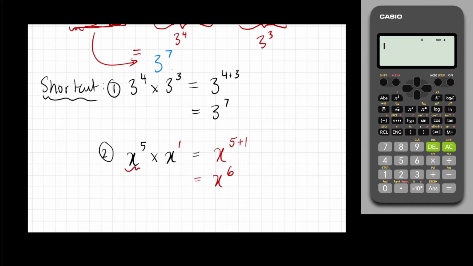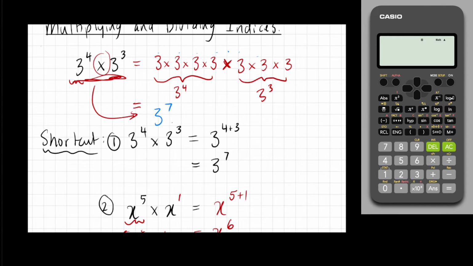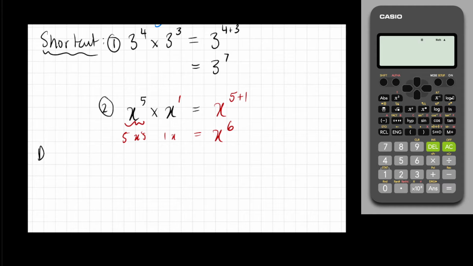Because we have 5 x's here, and we have 1 x here. So in total, when we're multiplying all these together, we should have 6 in total. So that's how we go about multiplying these indices. Now we're going to look at dividing. So that was for multiplying. Now dividing is pretty similar.